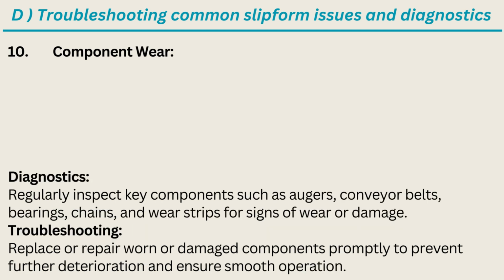10. Component wear. Diagnostics. Regularly inspect key components such as augers, conveyor belts, bearings, chains, and wear strips for signs of wear or damage. Troubleshooting. Replace or repair worn or damaged components promptly to prevent further deterioration and ensure smooth operation.